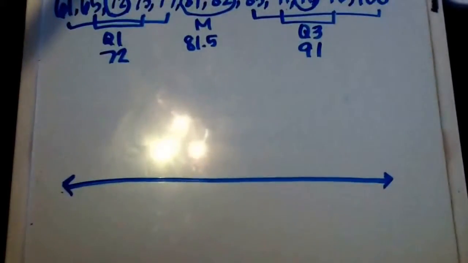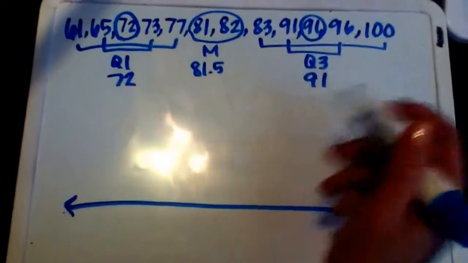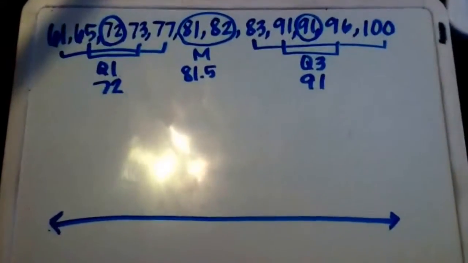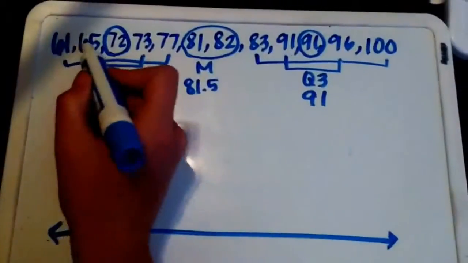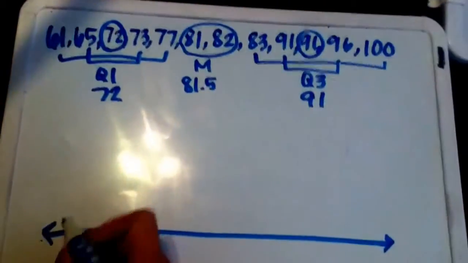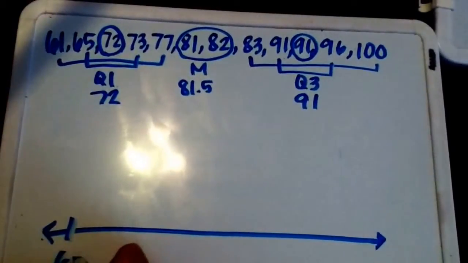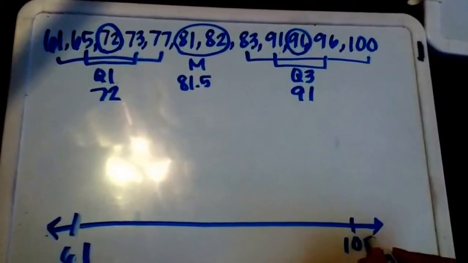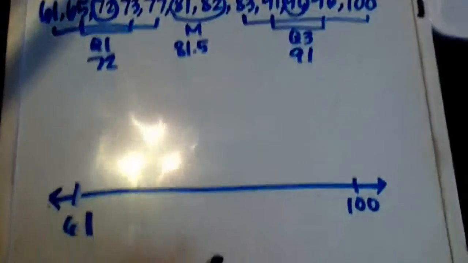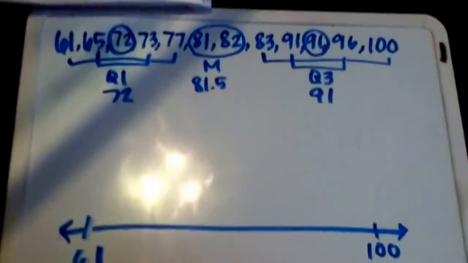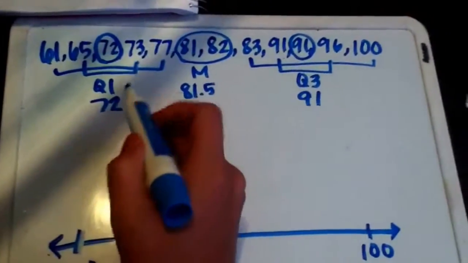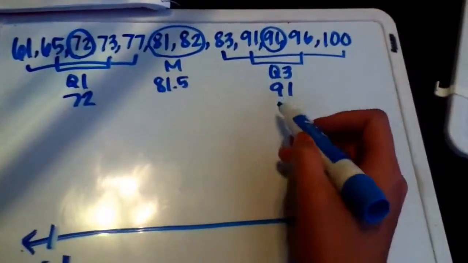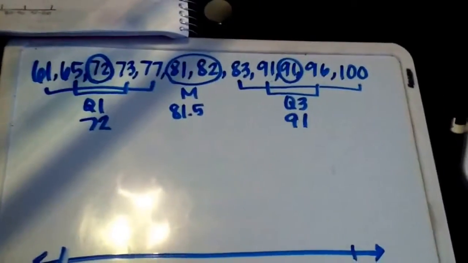Alright, so on this whiteboard, I've listed out again our numbers from least to greatest. And I have a number line here because we're about to start making the box plot. So the first thing we're going to do is look at the lowest number and the highest number, and those are going to be our first 2 points we're going to make. So 61 and 100 on our line. And so we know that those are the least and greatest. Now the next thing I've done is I already rewrote this. So 72 is going to be our Q1. Our median is going to be 81.5. And then Q3 is going to be 91.